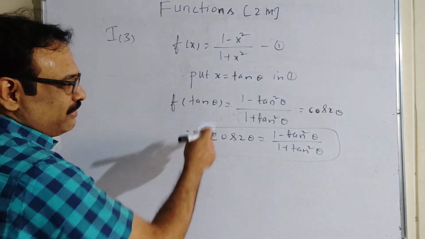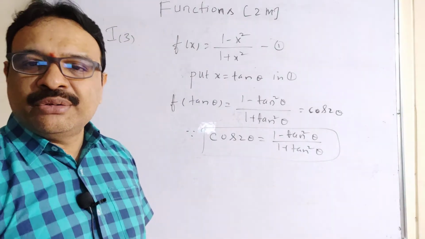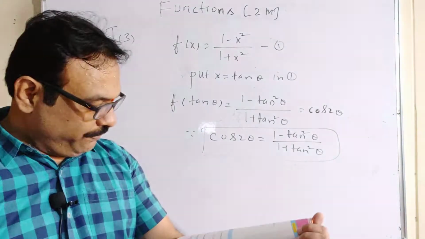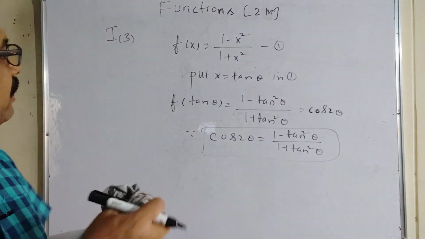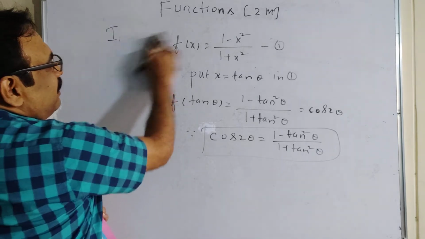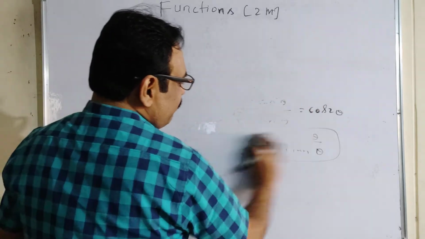So we have got f of tan theta is equal to cos of 2 theta. I hope that you understood. Now I'll proceed with the next problem, which is very important. This is going to be problem number 4, pertaining to the Telugu Academy reader.